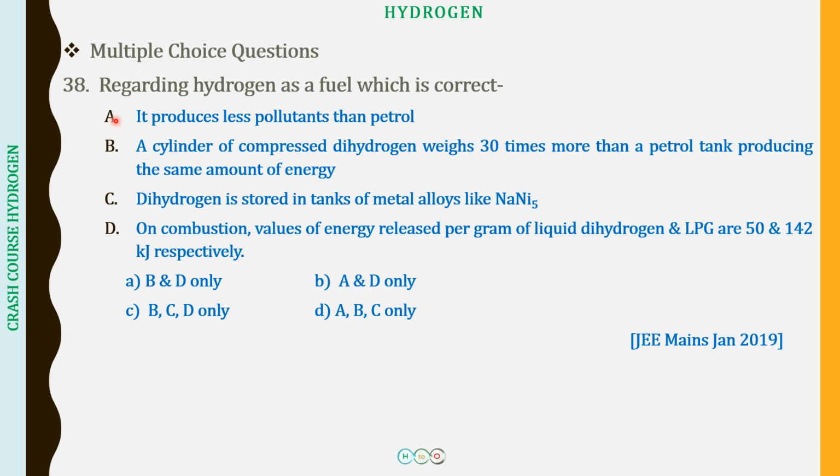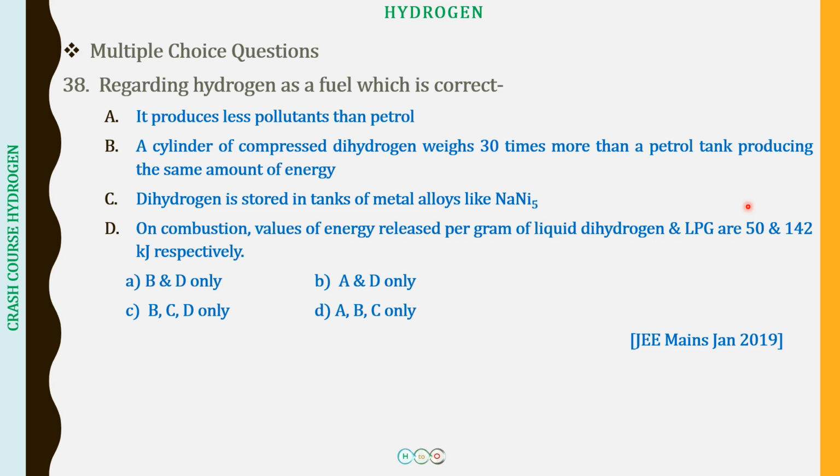Another important thing which makes hydrogen a good fuel is that if we look at now the D choice, on combustion, the values of energy that is released per gram of liquid dihydrogen, in fact, this is 142, it is not 50, this is 142 kilojoule per gram, whereas for LPG, this is 50 kilojoule per gram. Right, so what we see is that the energy released from liquid dihydrogen and even gaseous hydrogen, that is going to be 143 kilojoule per mole. So that is much higher than the conventional sources of energy. So this makes hydrogen a potential source of energy.